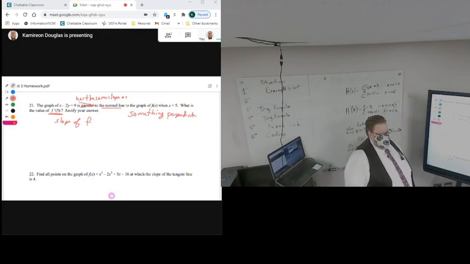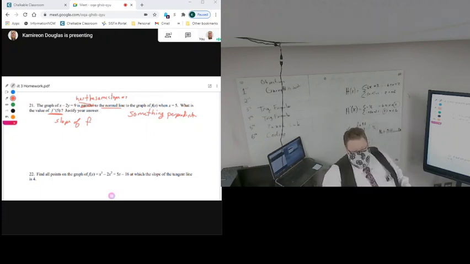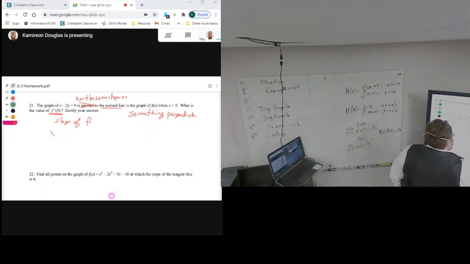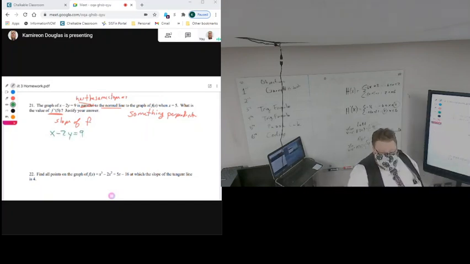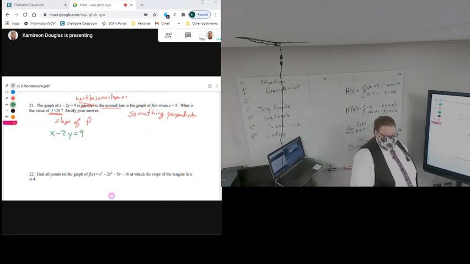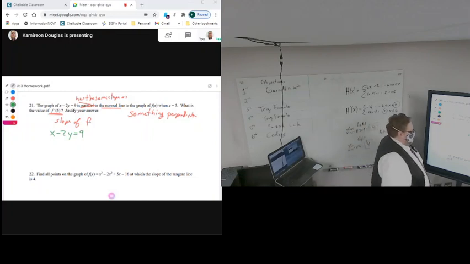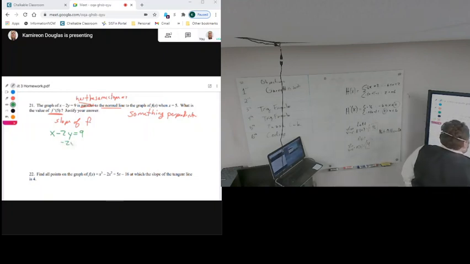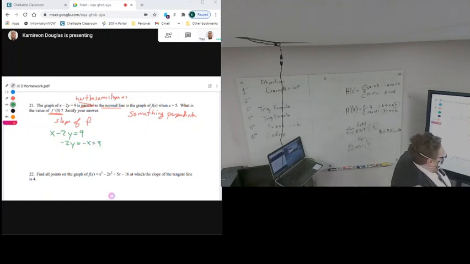Ready? Step 1. It has the same slope. I'm going to find that slope. Step 1: x minus 2y equals 9. Let's find the slope. How do I find the slope of a linear equation that's written this way? Get y by itself. Do it for me. You have to subtract x to the other side. Okay. Negative 2y equals 9 minus x. Then divide by negative 2.